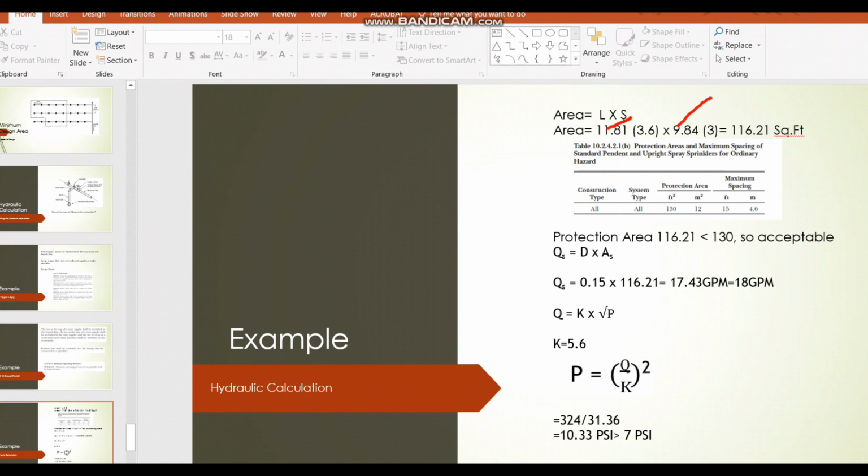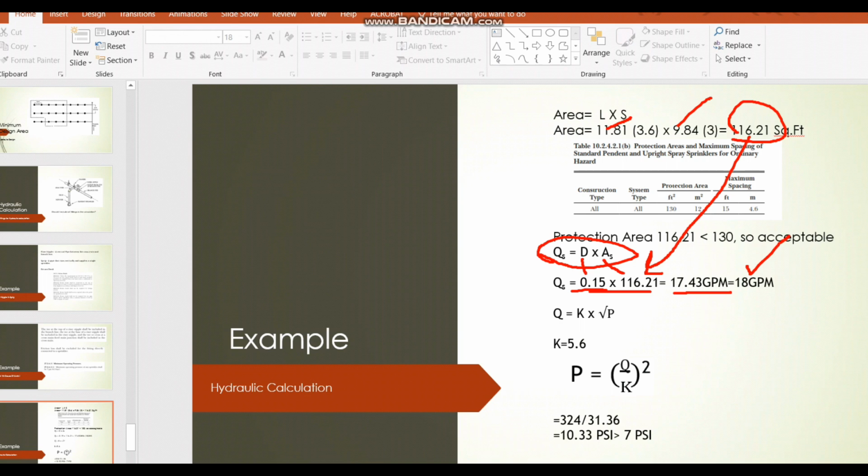So the total area coverage of one sprinkler is 116.21. So the same I applied here, 116.21, and I multiplied with the density. For the ordinary SR1, the density is 0.15 GPM per feet square. So I multiplied with that answer. Q is equal to D into A. D means the density. A means the area of the coverage of a single sprinkler. Okay, so here you are getting 17.43 GPM, round off to 18 GPM. So that means from one sprinkler the flow is 18 GPM.